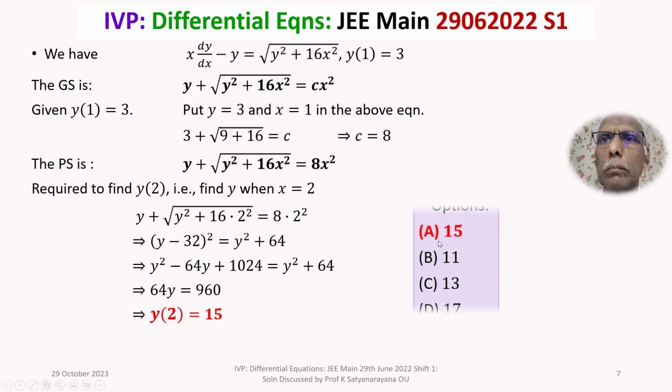Let's look at our options. Our answer, y when x is equal to 2 is 15, appears against option A. Therefore, the answer to this question is option A. That is the detailed discussion of the solution of the problem from the section differential equations, which is based on the concept of initial value problem and its solution.